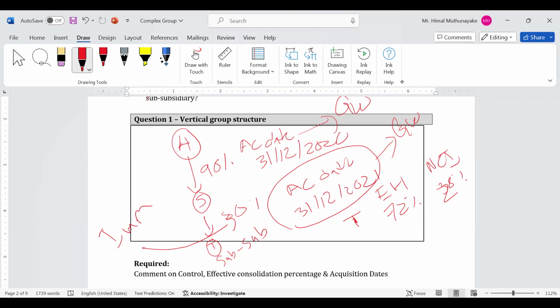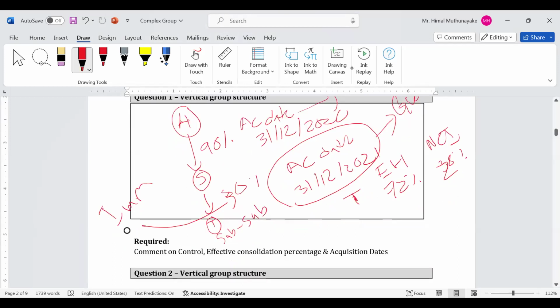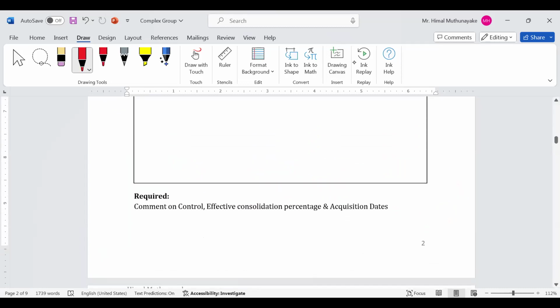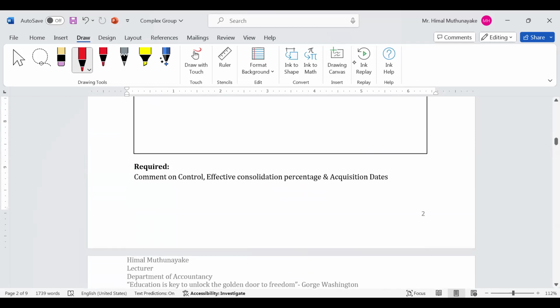Right. So there are three things we have to look at when approaching the question. The first thing is we need to decide whether that company is a subsidiary or an associate, and the effective holding. We have differentiated the effective holding and the acquisition date. And the second one, I'm not going to do it now.